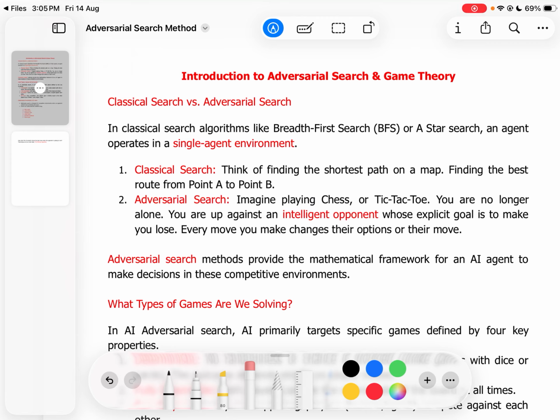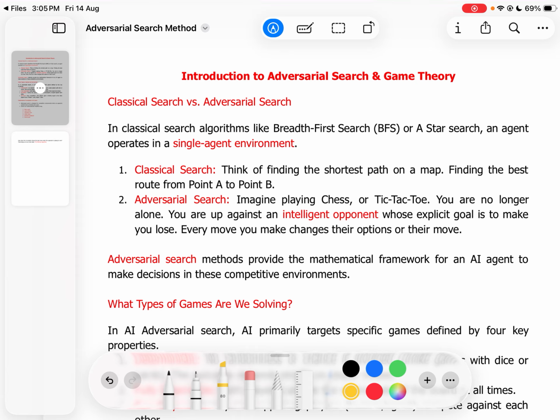Hello students. Today we are going to talk about adversarial search and game theory. Okay. What is adversarial search? Before getting into adversarial search, we'll first look at what is classical search.